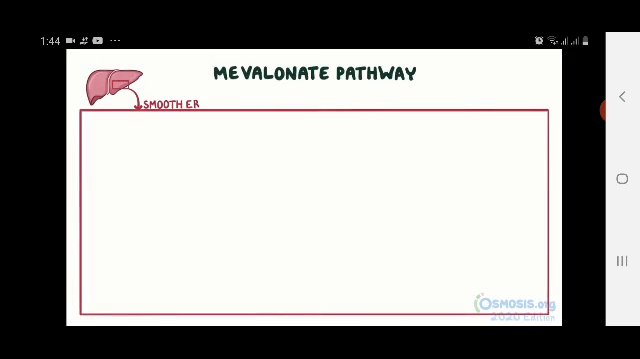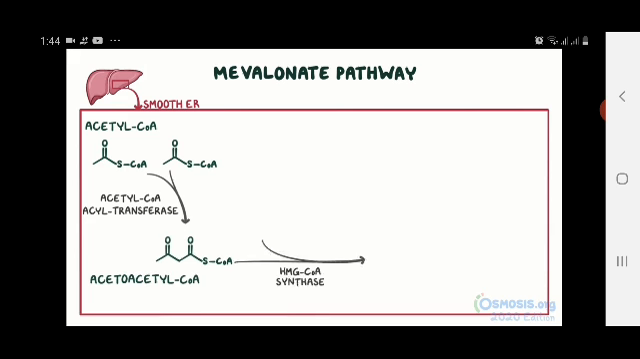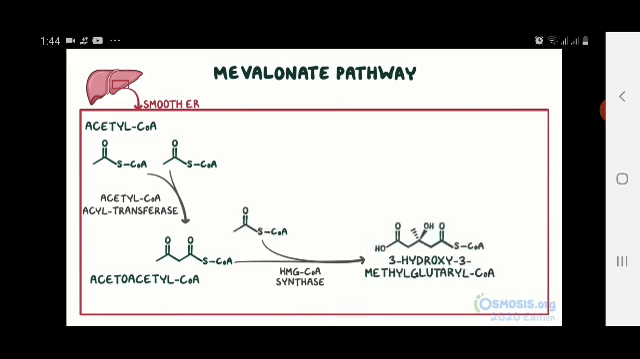Now, the liver can also synthesize intrinsic cholesterol through the mevalonate pathway, which happens in the smooth endoplasmic reticulum of liver cells. It starts with two acetyl-CoA molecules getting joined together by the enzyme acetyl-CoA acyltransferase. The result is a 4-carbon molecule called acetoacetyl-CoA. Next, the enzyme HMG-CoA synthase combines acetoacetyl-CoA and acetyl-CoA to form a 6-carbon molecule called 3-hydroxy-3-methylglutaryl-CoA, or HMG-CoA. Then an enzyme called HMG-CoA reductase reduces HMG-CoA into mevalonate.